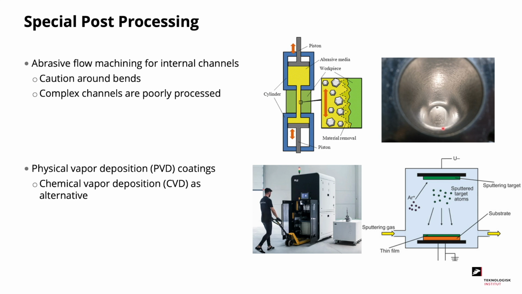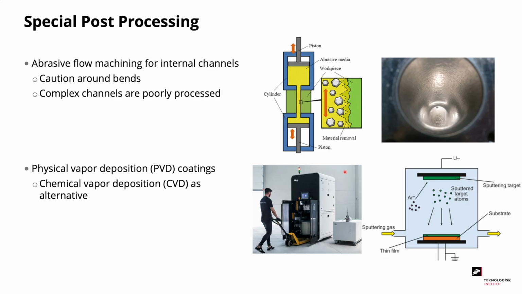Other special post-processing steps include abrasive flow machining for internal channels. You are essentially forcing the abrasive media through your channel system, slowly grinding away protruding surface features. Abrasive flow machining works poorly around bends, and complex channels are poorly processed.